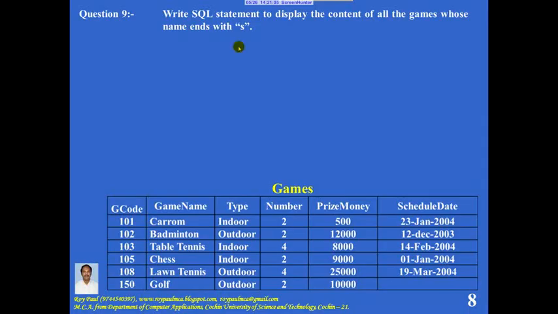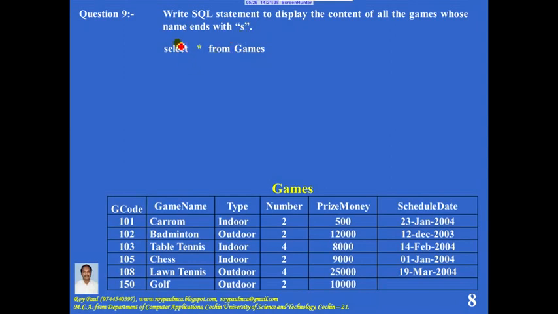Question number 9. Write SQL statement to display the content of all the games whose game name ends with S. So display means start with select. The content of all the games, which means all the details, all the columns. So you can use star. That is followed by from, that is followed by table name. Here condition is there because name should end with S.